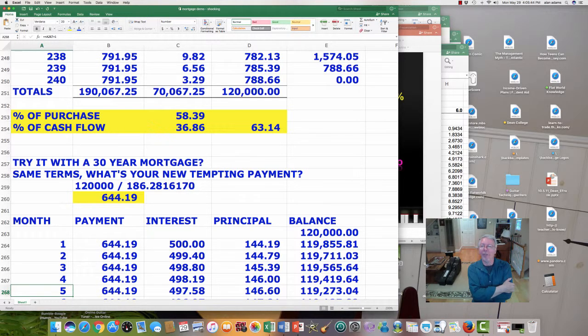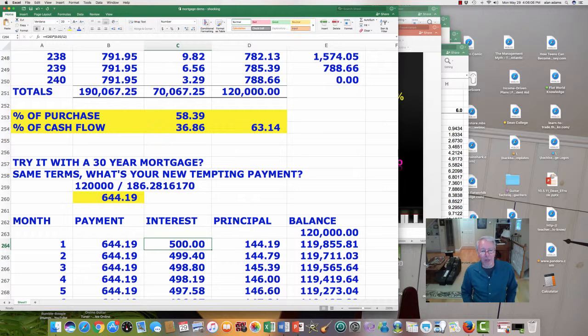The PVIFA doesn't jump off my table at you. Finding it is actually quite easy if you use my Excel tables and change a couple of numbers. Your banker says to you, we can get that payment down to $644.19 if you make it a 30-year mortgage. Once again, it's still 5%.